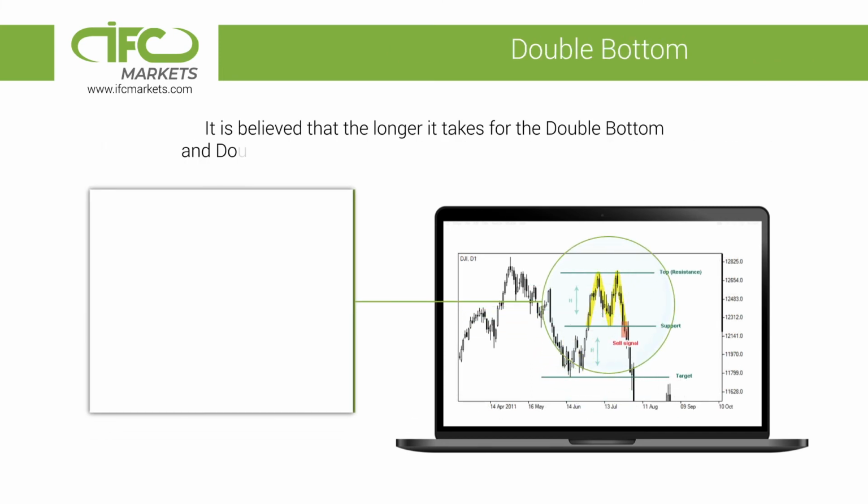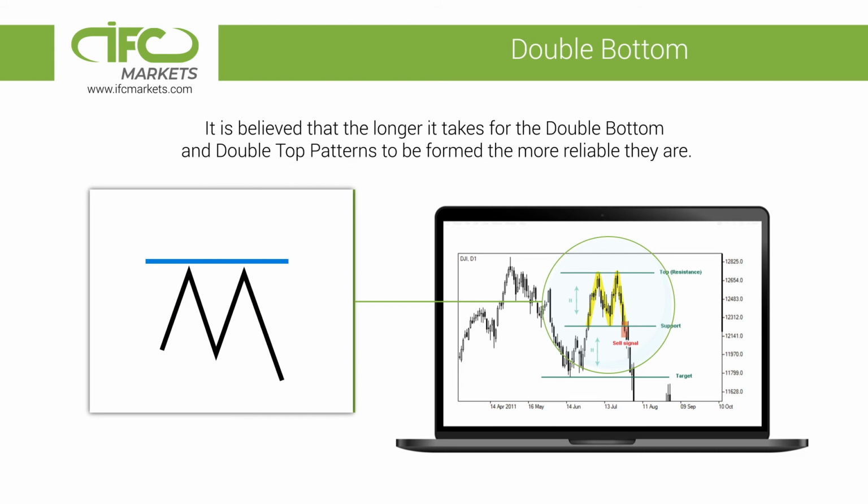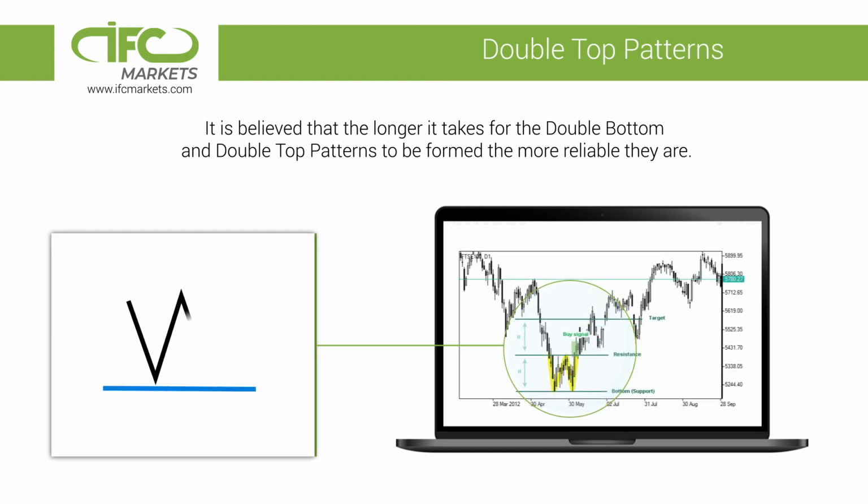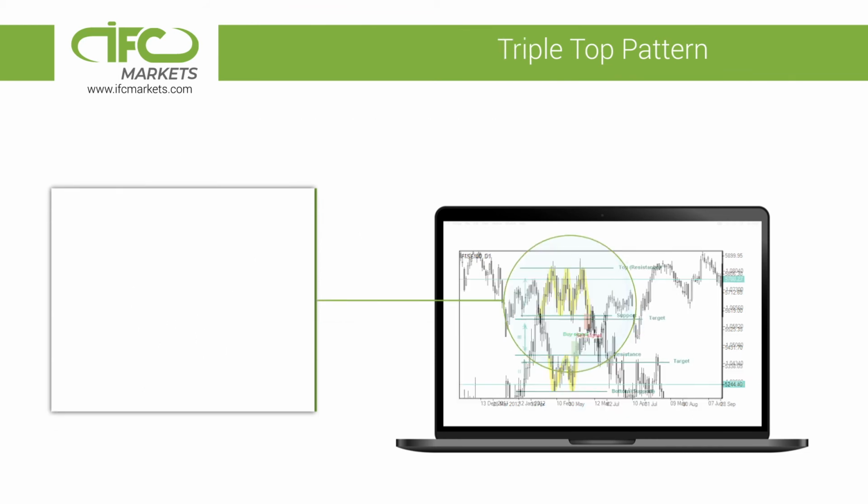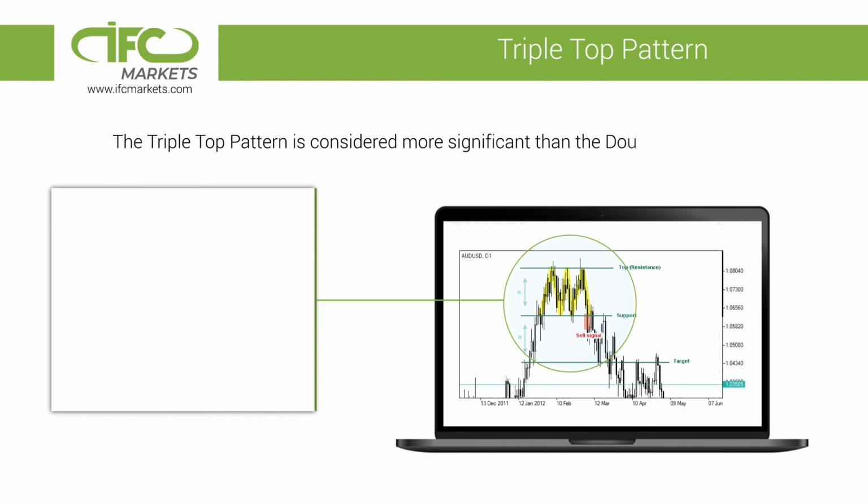It is believed that the longer it takes for the double bottom and double top patterns to be formed, the more reliable they are. The triple top pattern is considered more significant than the double top pattern.